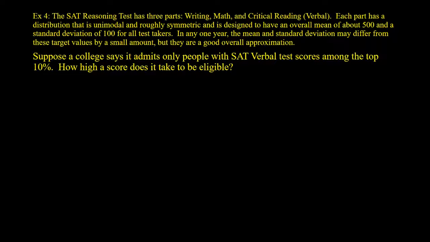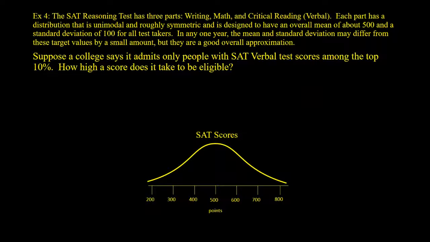Suppose a college says it admits only people with SAT verbal test scores among the top 10%. How high a test score does it take to be eligible? We've already checked the conditions on this, so we don't have to check it again. We'll start by sketching a picture of the curve so we can see what's going on. Sketch out the model just like we had before. Put the number line and everything.